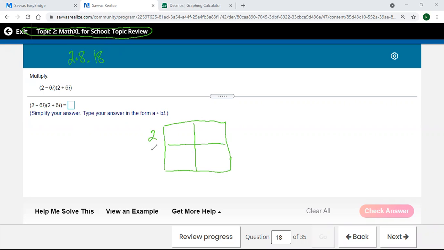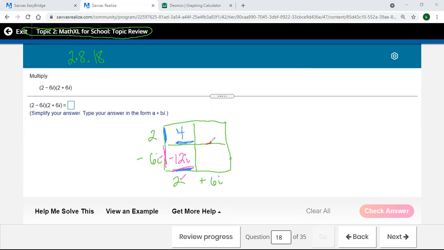So I've got my 2 minus 6i on one side of the rectangle, and you can write it on the top. I like the bottom. 2 plus 6i, and then you just multiply the two sides of each here. So if I want this box here, I'd multiply the 2 and the negative 6i to make a negative 12i. And if I want to do this box here, that would be the 2 times the 2, 4.